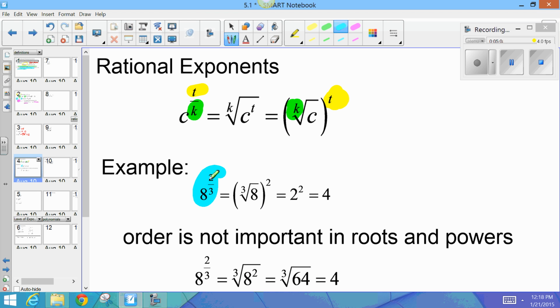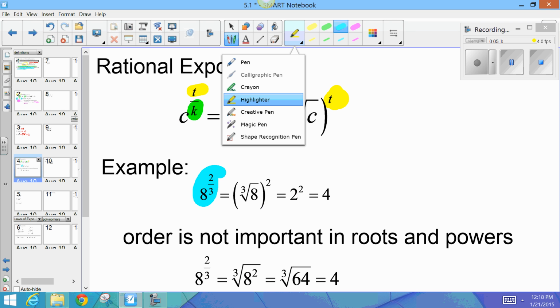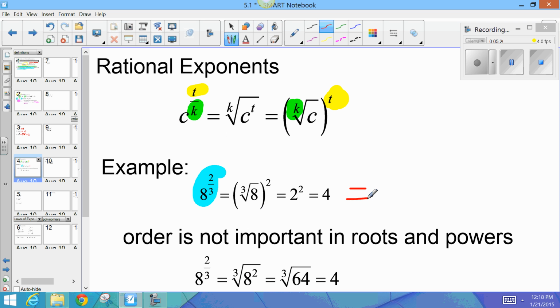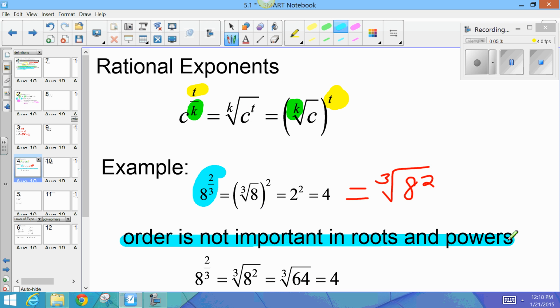Okay, so we're taking the third root, because 3 is the denominator, of 8, and then raising it to the power of 2. Now, if you wanted to, the order's not important, okay, you could take the 8 to the power of 2 first, and then take the cubic root. So order is not important, okay? Or in other words, both roots and radicals have the same order of operations, okay? So it doesn't really matter what order you do them in.